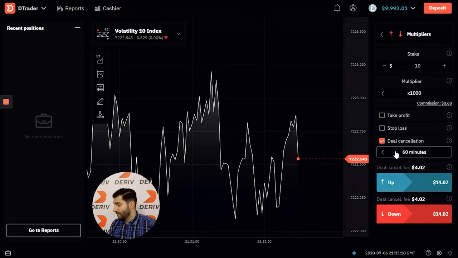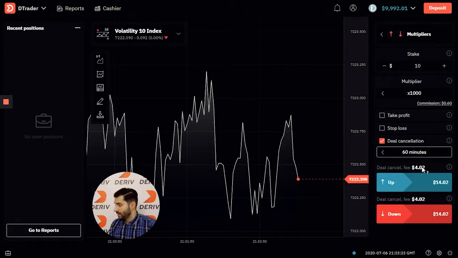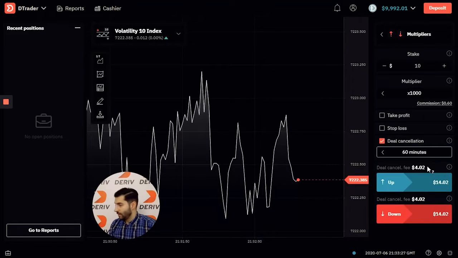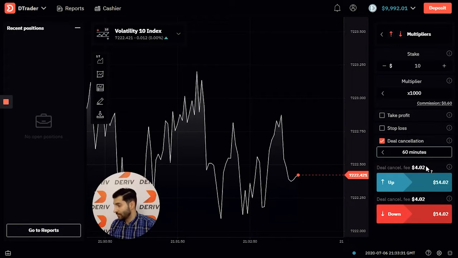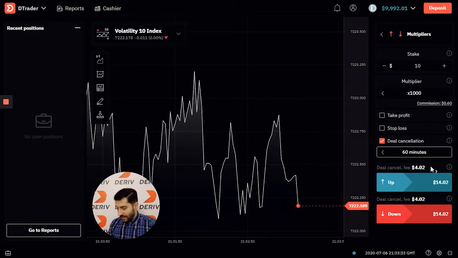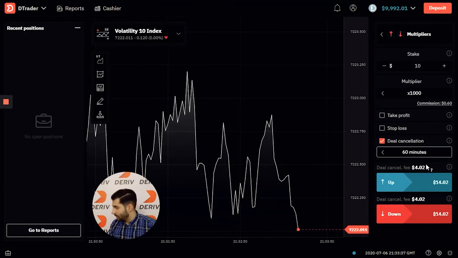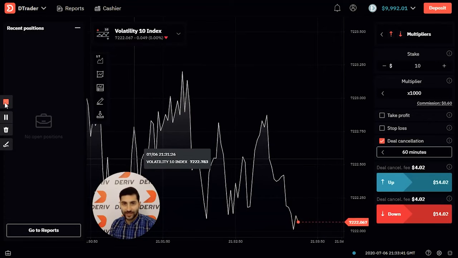However, in order to have this option available, I do have to pay a deal cancellation fee over here. So essentially it works like an insurance policy, whereby you pay a small premium in order to limit your risk. And so there you have it. These are the main features available with multiplier contracts. Next, we will move on to setting up a few actual trades.